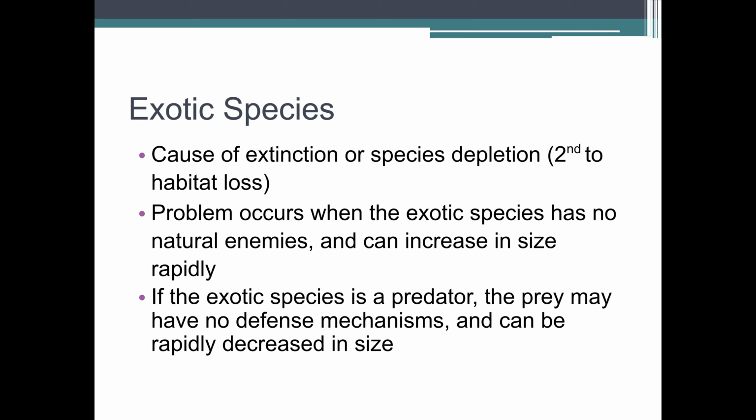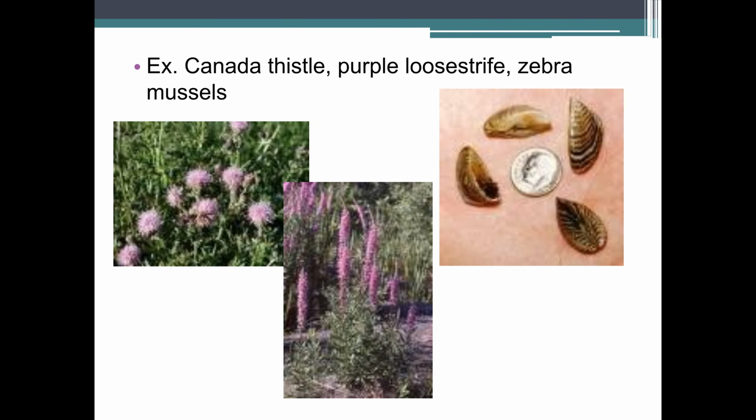If the exotic species is a predator, the prey may have no defense mechanism and could be rapidly decreased in size. Or if it's prey, then it might eat all of a certain type of tree, and anything else that relied on that tree would then not be able to survive. Examples: the Canada thistle, purple loosestrife, and zebra mussels are all exotic species that got introduced. They just take over because there's nothing that can kill them off.